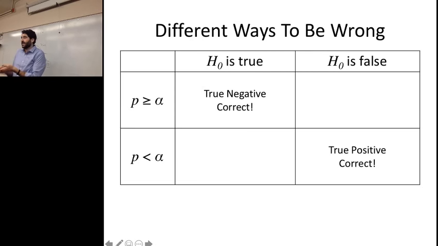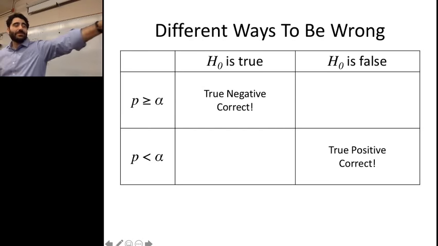And we conclude that we have a positive result, meaning that there is something interesting in this data, and we're right. The null hypothesis is false. There is something interesting in the world, and we were correct in making that inference. Right, so we'd really like to be down here in the bottom right.